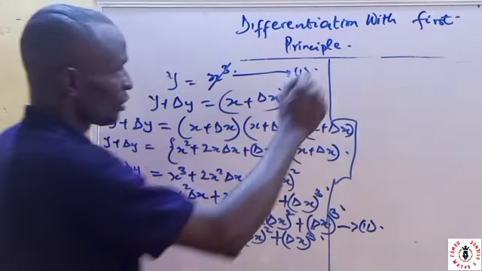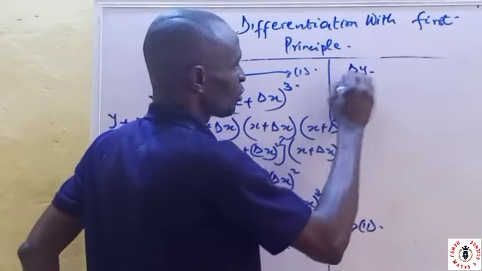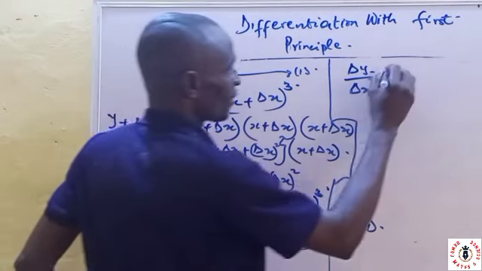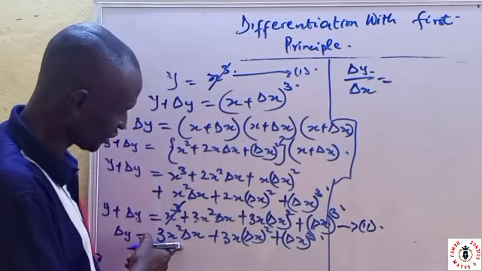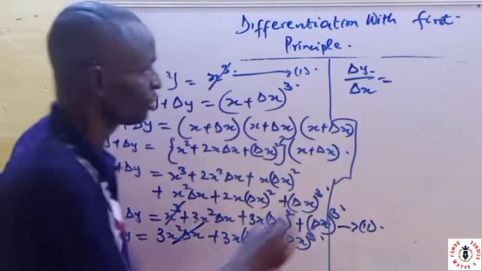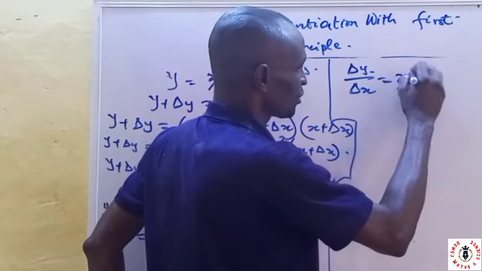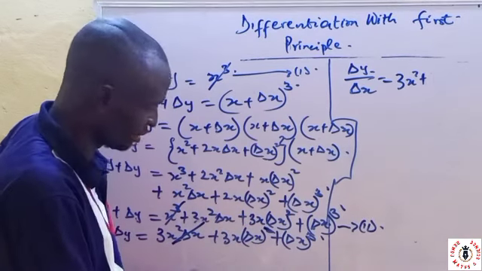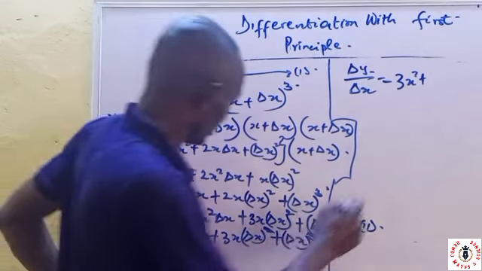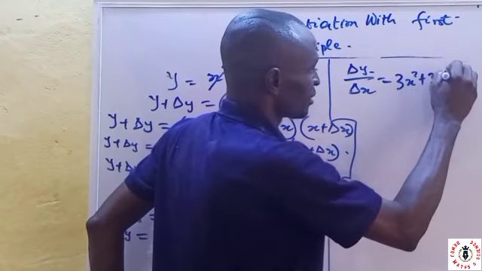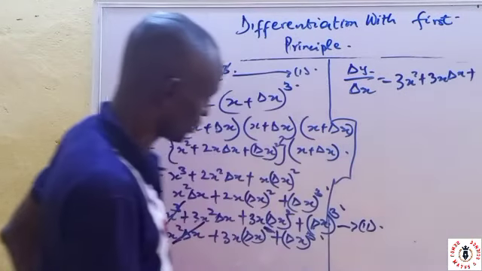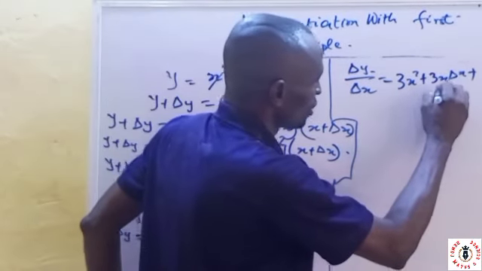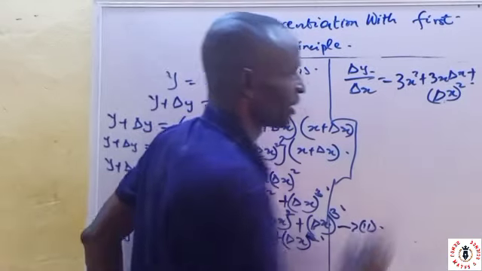So this becomes your change in y over change in x equals, if you divide this by change in x, the change in x will cancel. I'll be left with 3x squared plus, if you divide this, I'll lose 1 of the change in x. We'll be left with 1 of the change in x, 3x change in x, plus, if you divide this, you'll be left with 2. That's change in x all squared.